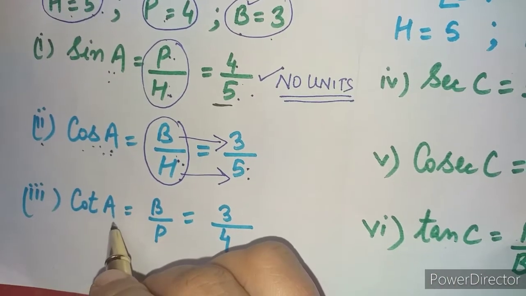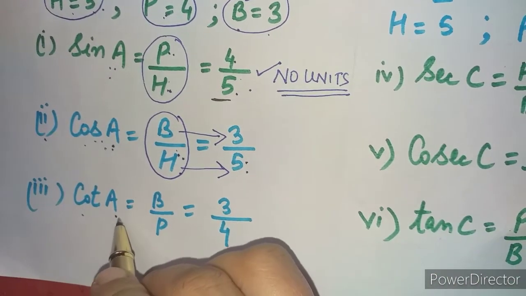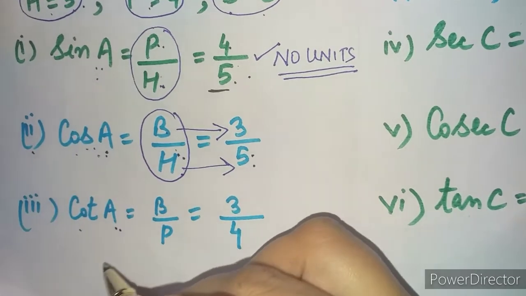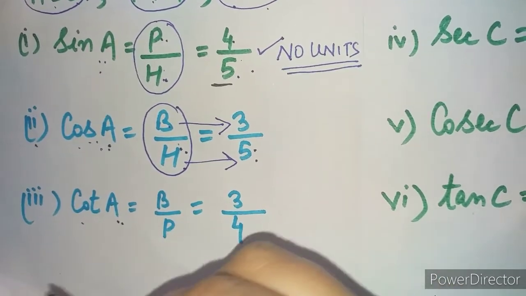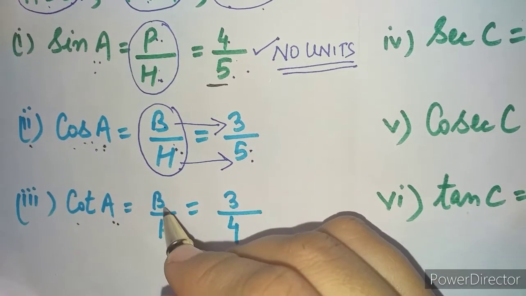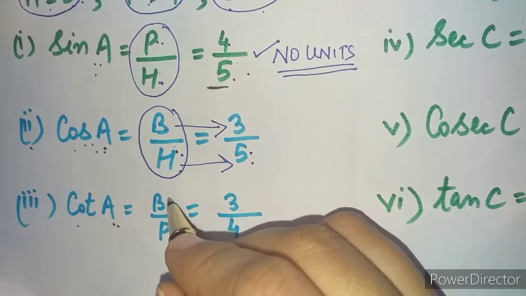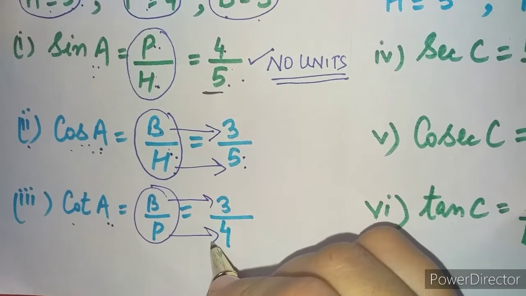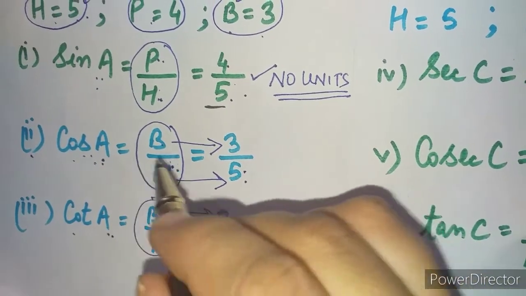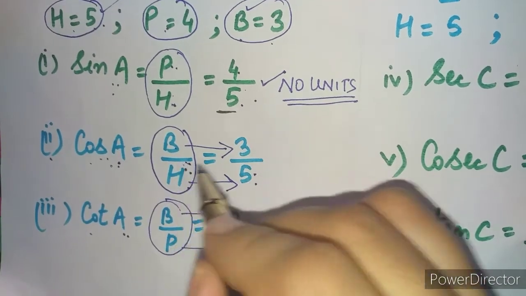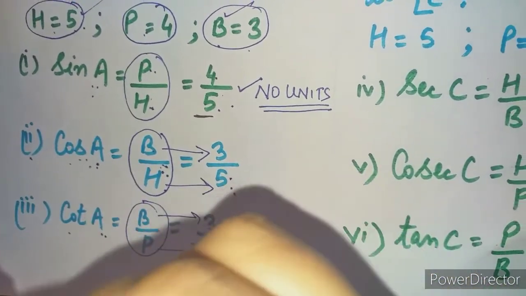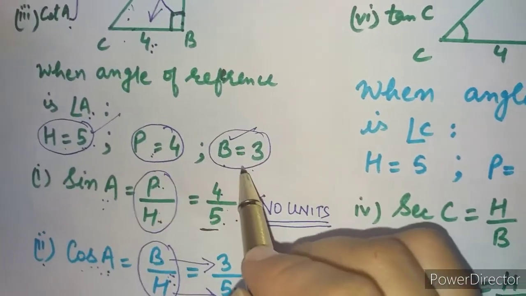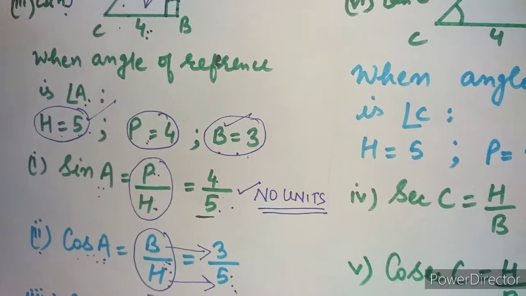Come to the third part of the question, which says find the value of cot A. Cot A is the reciprocal of tan, so the formula is B upon P. B is 3 and P is equal to 4. How easy it is to simply put the formula first and then put the values. It is so easy because in the start itself we have prepared our material, whatever we need to find the answer.